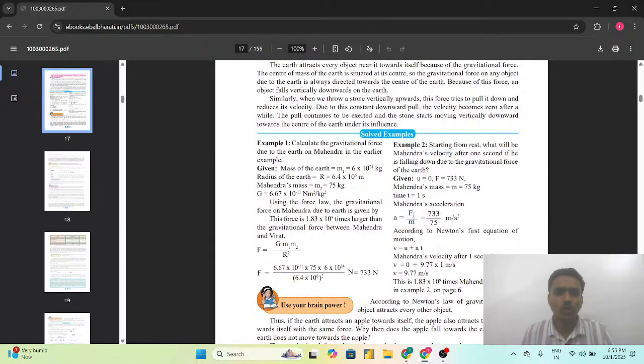According to Newton's second law of motion, F equals ma, so a equals F upon m, which is equal to the force 733 Newton upon 75, the mass of Mahindra. So a comes to be 733 upon 75 meter per second squared. Then according to Newton's first equation of motion, v equals u plus at.